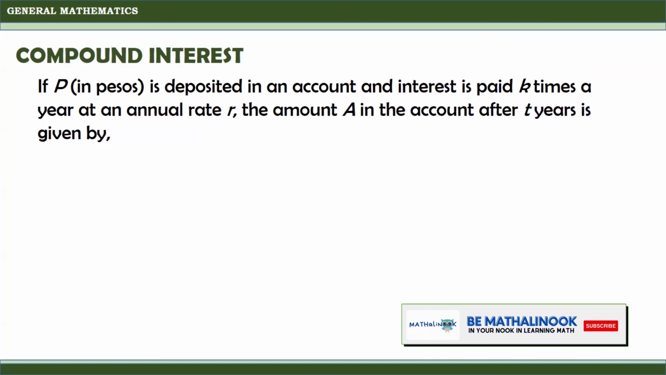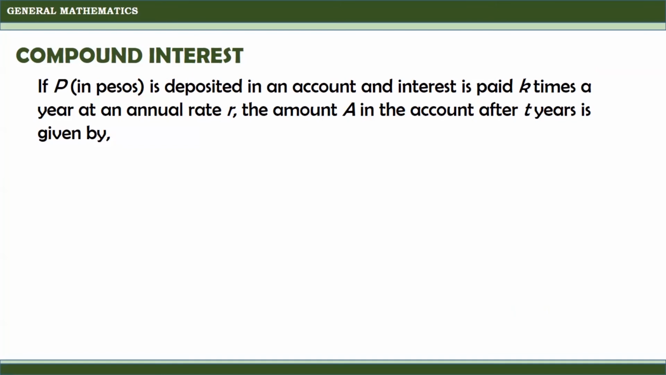Compound interest is another application of exponential function. If P in pesos is deposited in an account and interest is paid K times a year at an annual rate R, the amount A in the account after T years is given by A equals P times 1 plus R over K raised to KT.